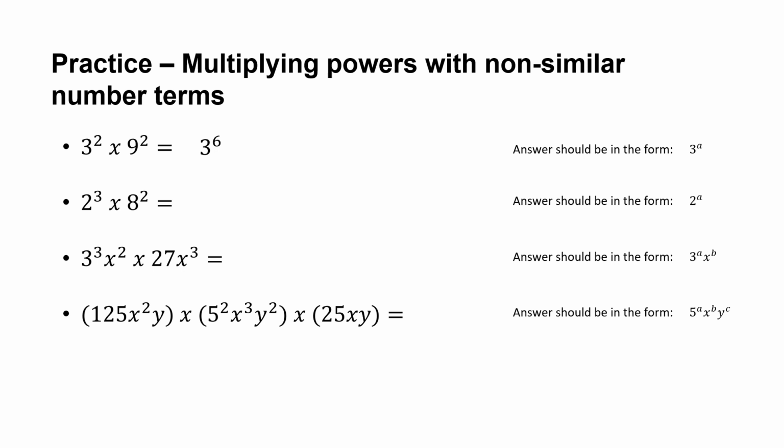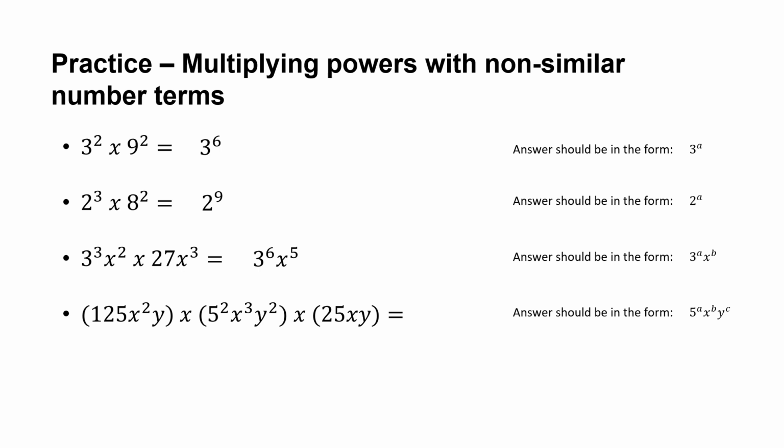Moving on to the next question, I have 2 cubed times 8 squared. Again, I'm thinking I can rewrite that 8 in terms of 2 to some power. Well, I know that 2 cubed is 8. So I can rewrite 8 squared as 2 cubed squared. Working this through, I get 2 to the power of 6. So then my question actually becomes 2 cubed times 2 to the power of 6. Using the rule, I add the exponents together and I get 2 to the power of 9.